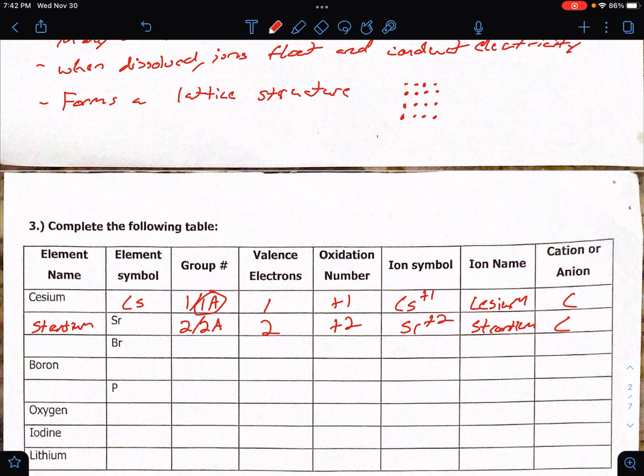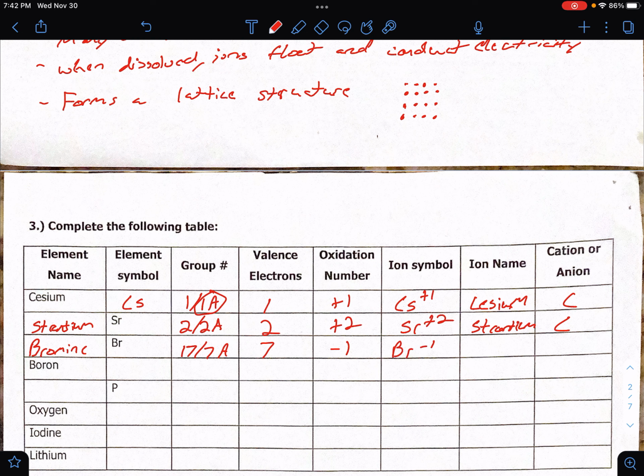Now BR is bromine. That is in group 17/7A. So that means I have 7 valence electrons, which gives me a charge of -1. Please be careful with that. 7 valence electrons does not mean I have a charge of -7. It means I have a charge of -1 because I'm missing an electron, or I'm going to gain one. So my ion symbol would be Br with a -1.